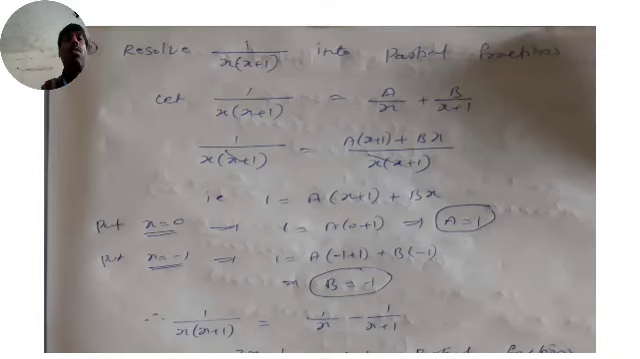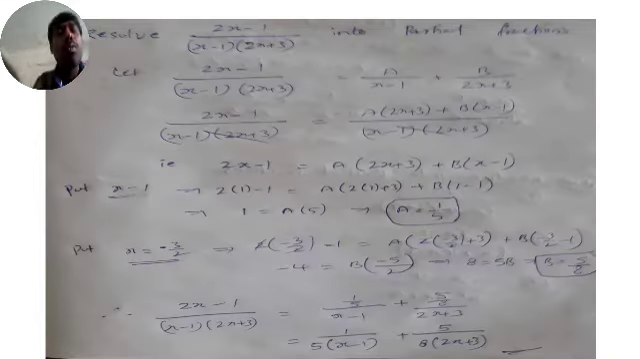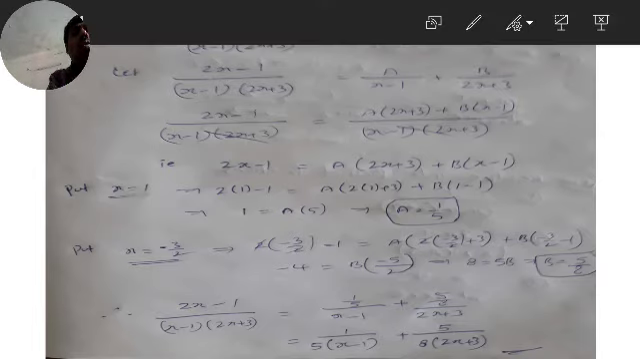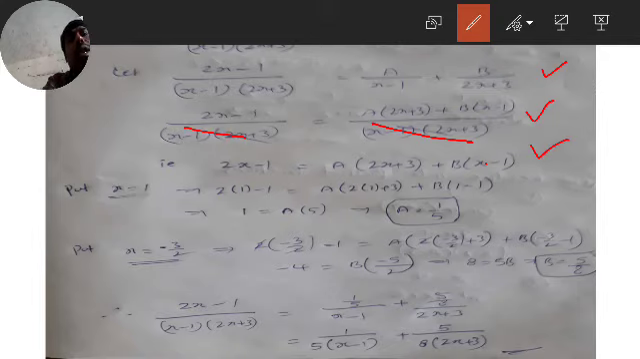Okay, so now let us go to the third problem. This is repeated many times for 3 marks. You see, resolve 2x minus 1 by x minus 1 into 2x plus 3 into partial fractions. So first step, you know the rule: a by x minus 1 plus b by 2x plus 3. Take LCM, x minus 1 cancels, a into 2x plus 3, 2x plus 3 cancels, b into x minus 1. Denominators cancel, equate the numerators. I equated the numerators. Now to get a value, b must become 0. To make b 0, x is equal to 1.